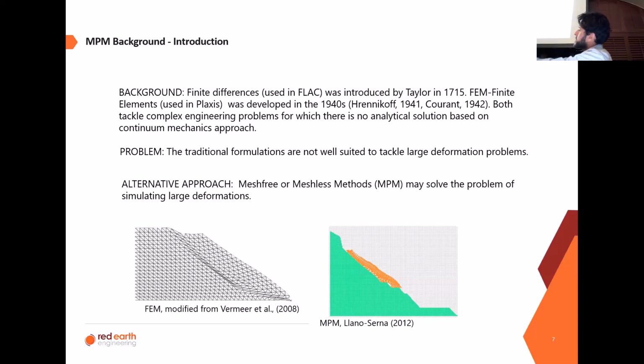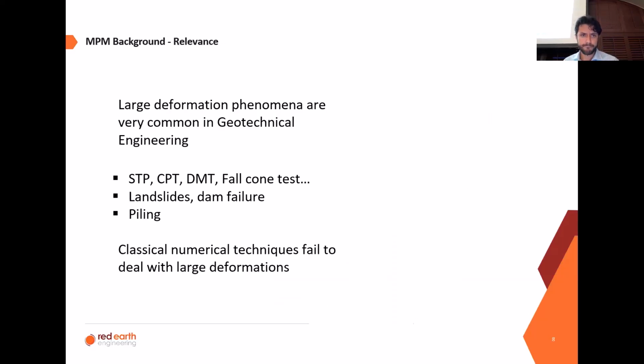So on the left-hand side, you see a slope instability being modeled using the finite element method. And you see a region there where the mesh undergoes large deformation and gets entangled. And actually, these techniques are not well suited when something like that happens. So you need a technique that can handle this. You need to look further.